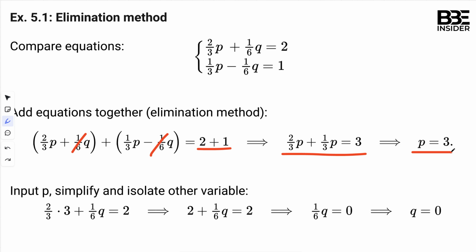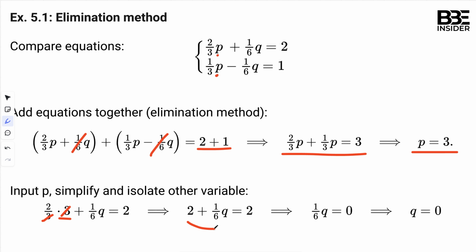Once we have calculated p, we can plug it into the first or the second equation. It does not really matter. You can choose whatever is easier for you. In this particular case, we chose the first equation and plugged in p equals 3. We then calculate 2/3 times 3, which basically cancels out, and therefore 2 plus 1/6 times q equals 2 remains.